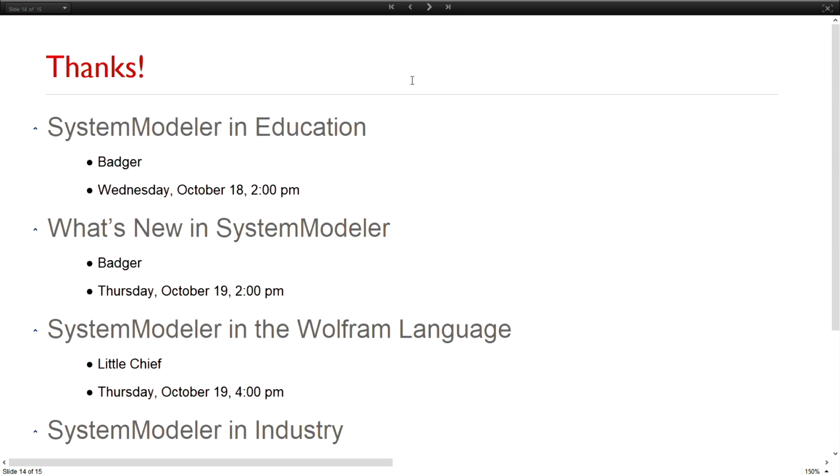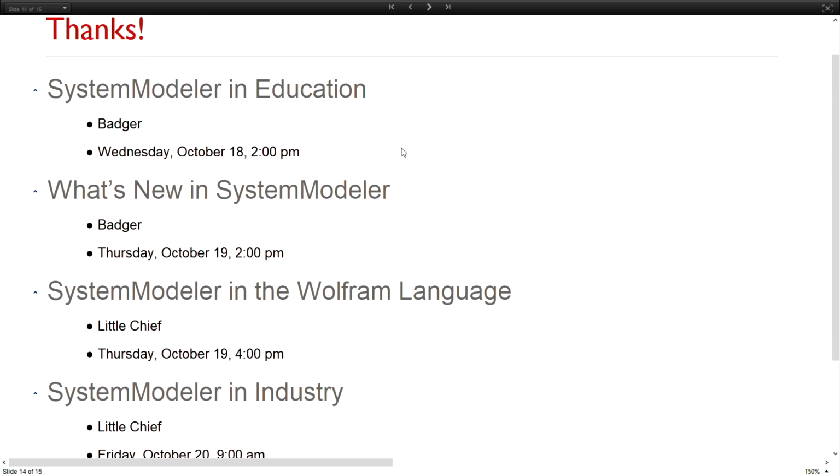Right, I think that was all I had for this. We're giving a few more talks this conference. This was the first of the talks we're giving on Wolfram System Modeler in different application areas in different ways. Tomorrow, John will be giving a talk on what's new in System Modeler 5. We released a new major version this summer that comes with some exciting new things, among other things, stuff that we're using in these educational scenarios.